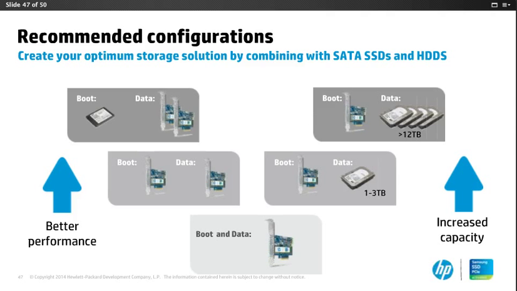So let me talk a little bit about recommended configurations. As I just mentioned, the Z-Turbo drive can be configured along with other drives for a complete storage subsystem. On the left, there are examples of storage subsystems that include additional Z-Turbo drives and SATA SSDs to enable you to maximize performance. And as Danny was mentioning earlier, this enabled him to get close to 2 gigabytes per second performance. On the right side, there are examples of adding high-capacity SATA hard drives, either individually or in RAID configurations, to assemble the required storage capacity that meets your needs.